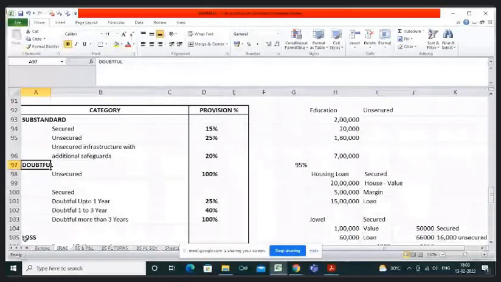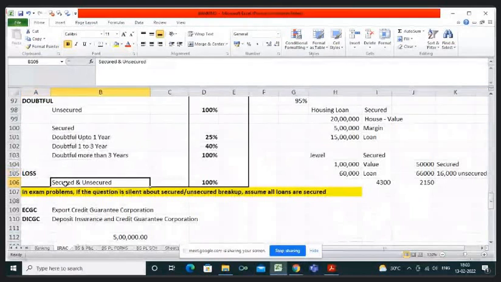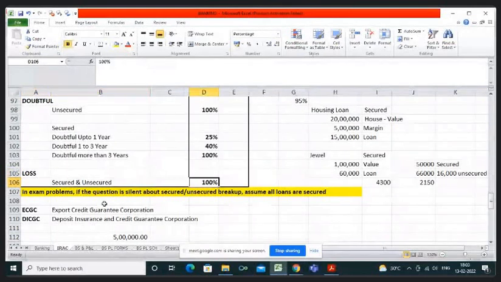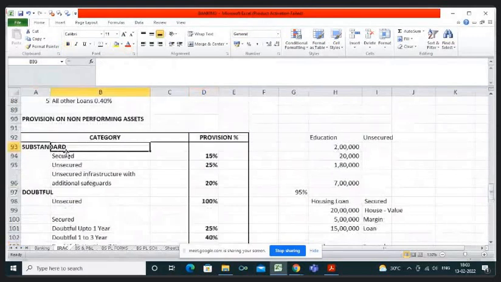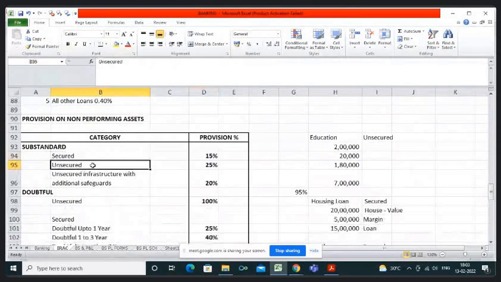We'll start with the loss asset. It is very simple to remember. If it is a loss asset, whether it is secured or unsecured, we will still make a provision of 100%. If it is substandard, we have to see whether it is secured or unsecured. If the question says secured and unsecured, we have to follow that.